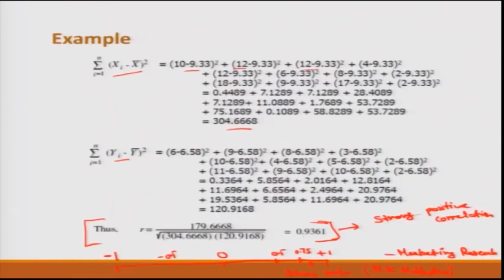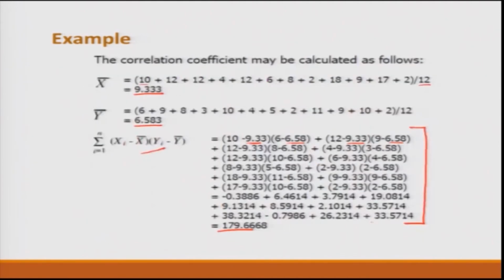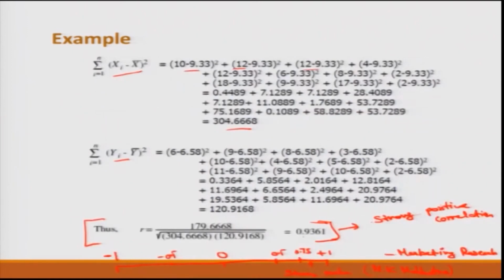So, in the previous example, we can say the correlation is strong. That means we can say that the attitude towards the city is very highly correlated with the duration of residence. The longer the resident has stayed in the city, the more positive his attitude toward the city. So, he is quite loyal or quite loving toward his city.